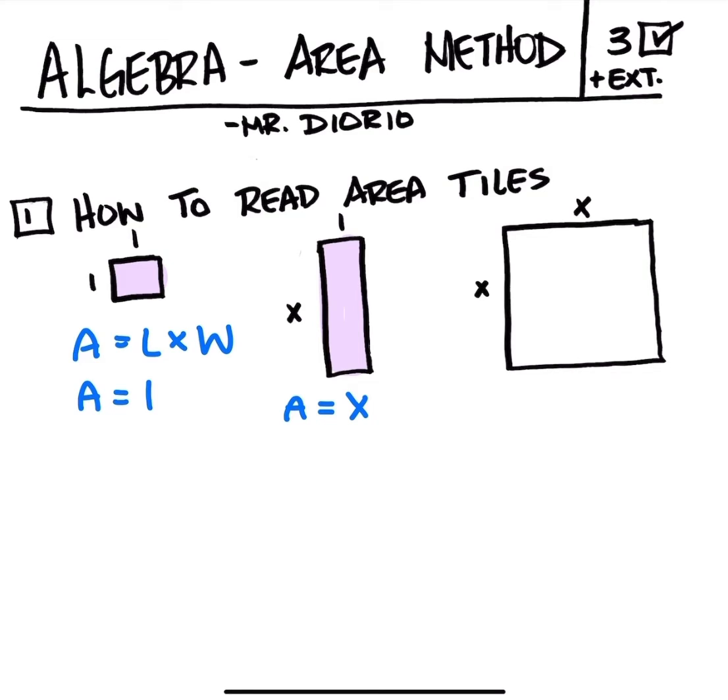Our last tile that we have is an x by x. So our length x times width x is equal to x squared. So our area right here is x squared. So that is how we read area tiles.